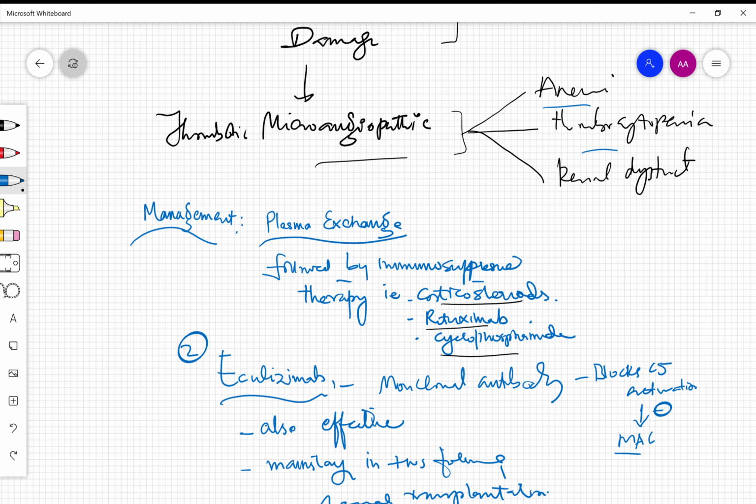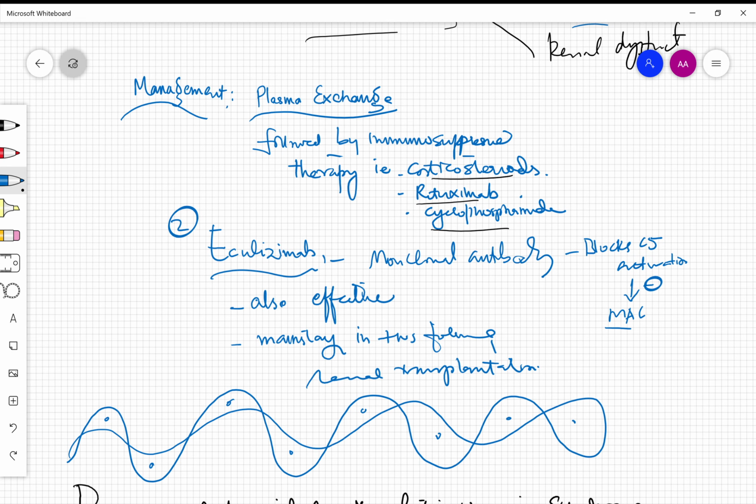Now, the management includes, normally we do investigations. We can do genetic testing and assays of different factors, and these are the investigations. And for management, we start with plasmapheresis, that is followed by immunosuppressive therapy with corticosteroid, rituximab, and cyclophosphamide. However, the mainstay remains the monoclonal antibody eculizumab, which blocks the C5 activation.